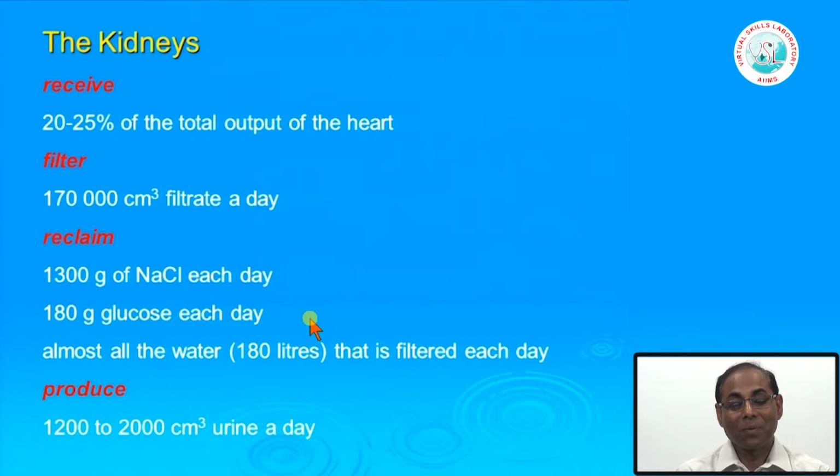During that process, it gets back all the sodium chloride, all the salts, and it reclaims 180 grams of glucose every day. That's why the renal function for excretion is a very, very specific one. And we will try to understand how the kidney maintains this kind of absorption, excretion, and other endocrine functions.